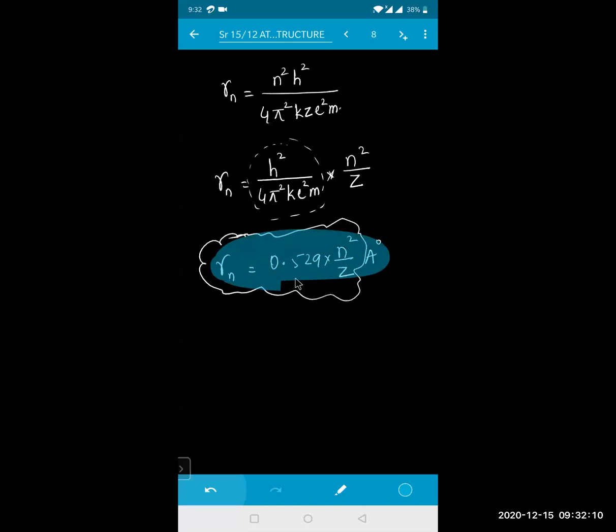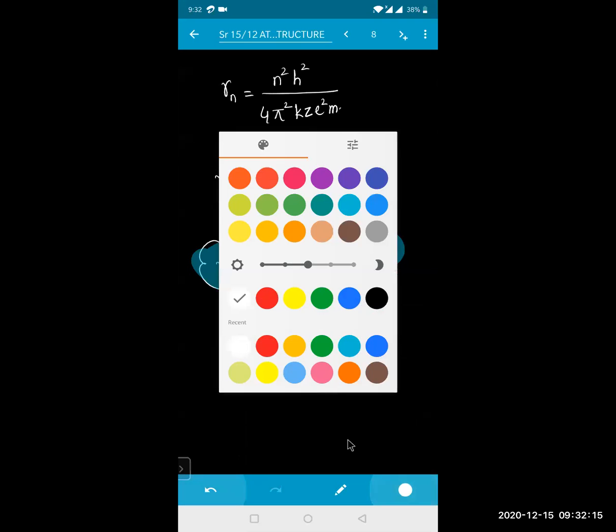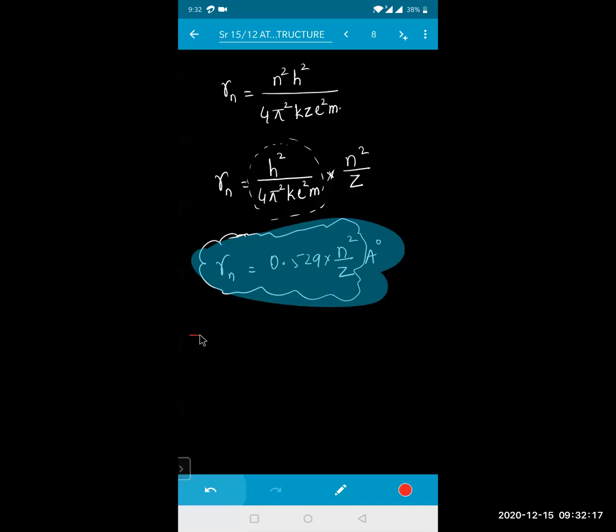So the radius of your nth orbit is this one. In the same way, the next one is velocity. Velocity of the electron in the nth orbit in Bohr's model.